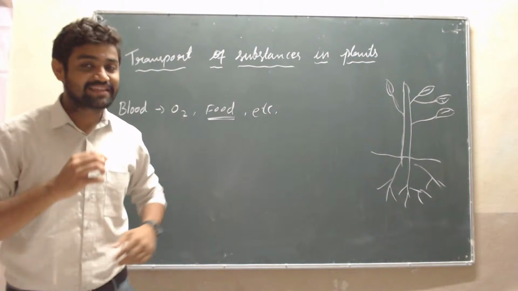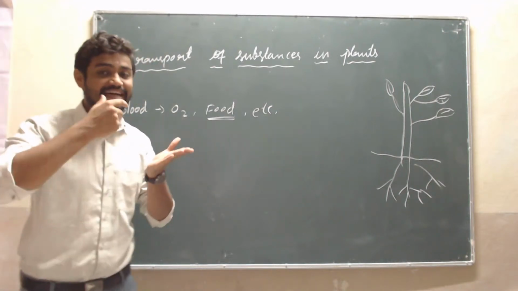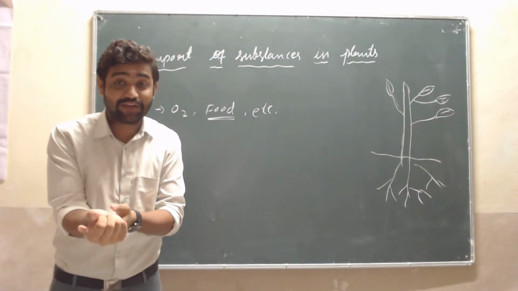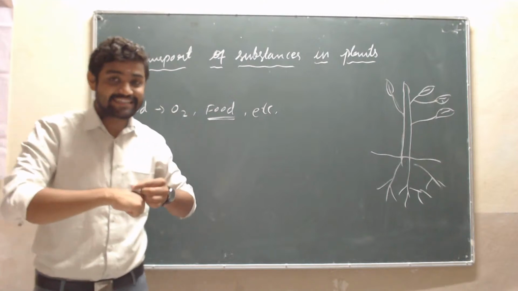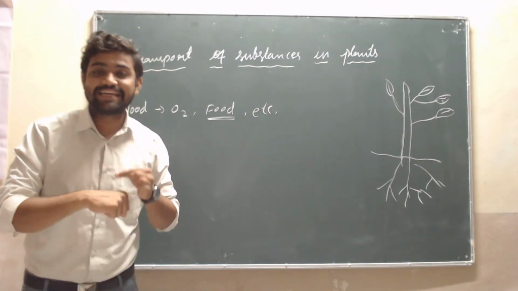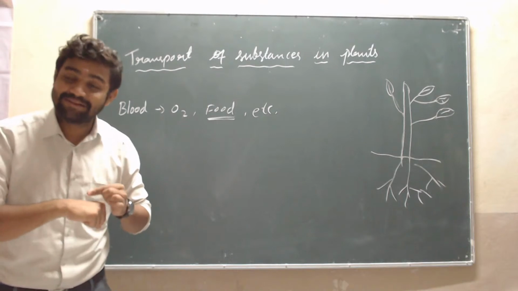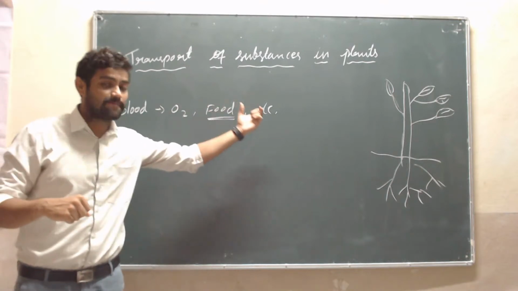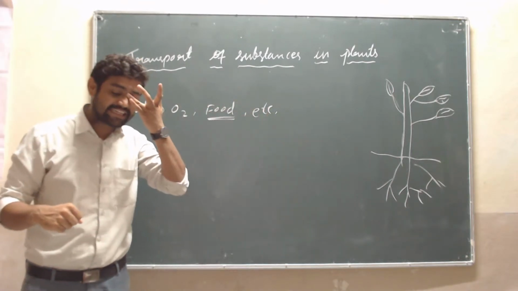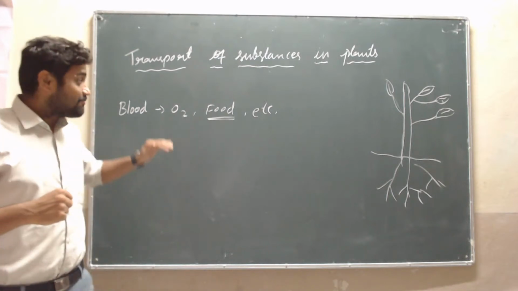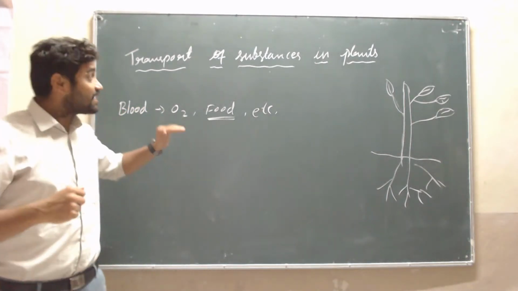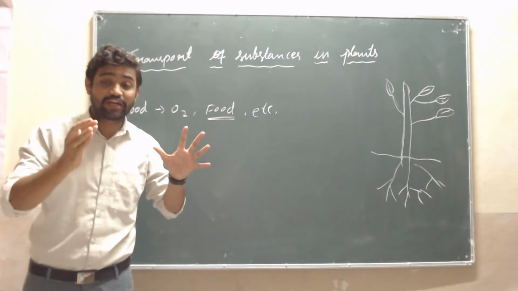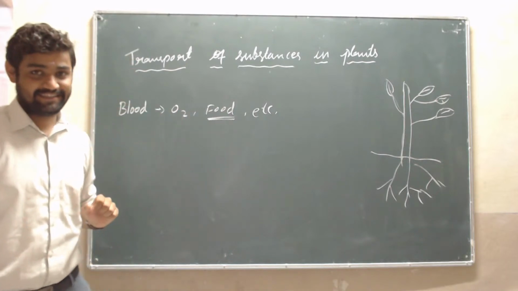Suppose we are unwell, the doctor will give us an injection through veins, into the veins. Those veins contain blood, and that blood carries oxygen as well as other things, like injections and antibodies. But we know about blood. Then how are food and water transported or carried in plants?